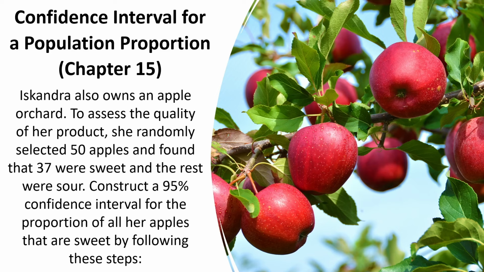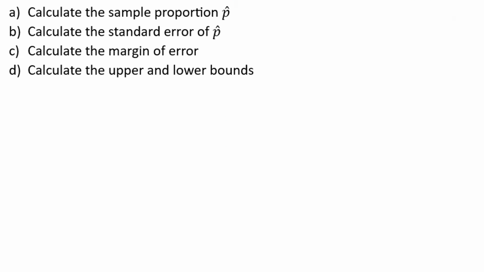Next question. Iskandra owns an apple orchard. To assess the quality of her product, she randomly selected 50 apples and found that 37 were sweet and the rest were sour. So here we're going to construct a 95% confidence interval for the proportion of all her apples that are sweet. And I go by following these steps. Well, the steps are here.